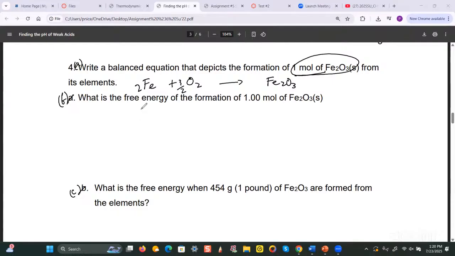Now, the next question is asking, what is the free energy of the formation of 1.00 moles of iron(III) oxide? Of course, we have to calculate the free energy of this reaction. Because iron and oxygen are elements by themselves, you can ignore them. So the free energy of this reaction would be the free energy of the iron(III) oxide, which I've already looked up before, and that is equal to minus 742.2 kilojoules for every 1 mole.